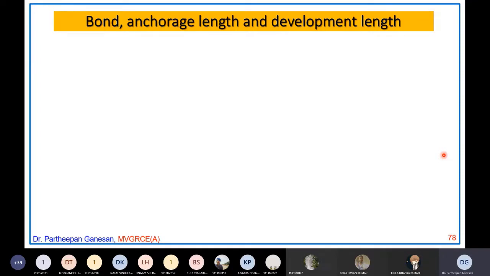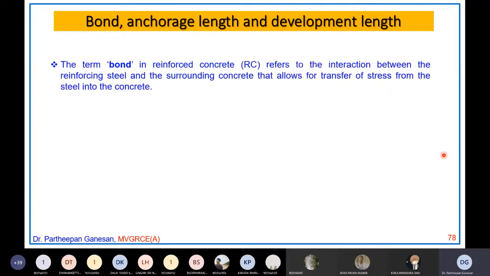And everything is given in the code. I will go through the code side by side. Okay. Now, what is bond? What is anchorage length? What is development length? Now you see here, the term bond in reinforced concrete refers to the interaction between the reinforcing steel and the surrounding concrete that allows for transfer of stress from the steel into the concrete. So bond means the friction, the stress that exists between the steel reinforcement and the surrounding concrete, that is called bond. It is mainly attributed to the bond stress.